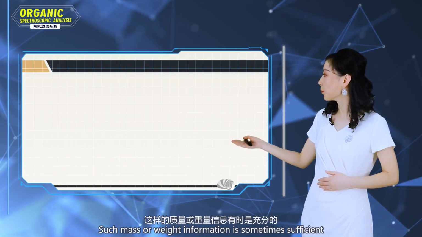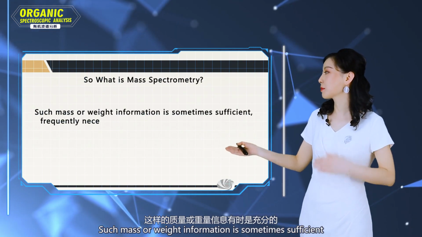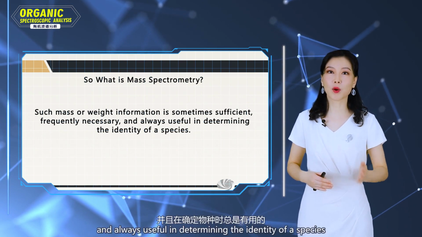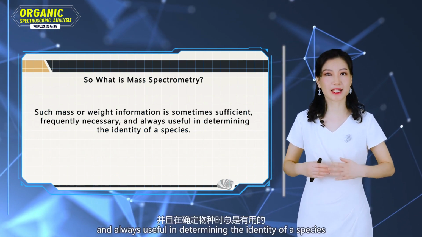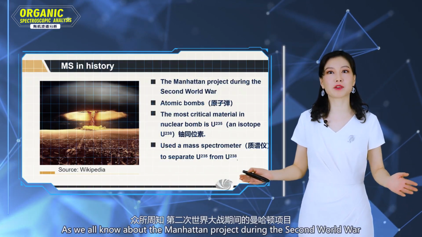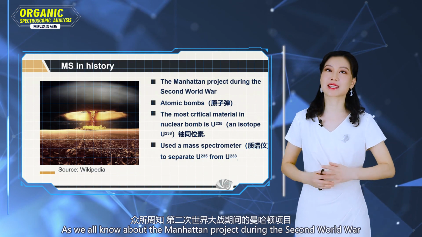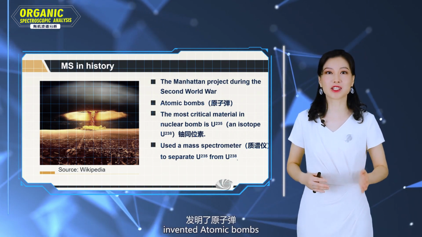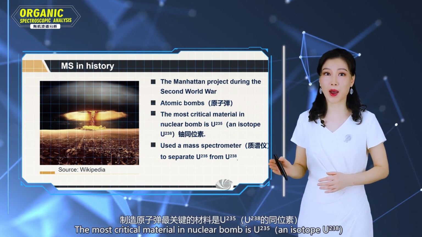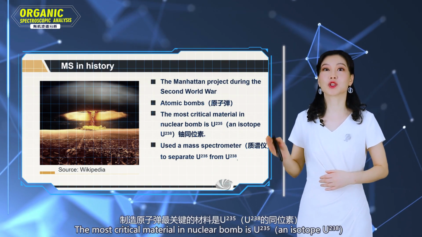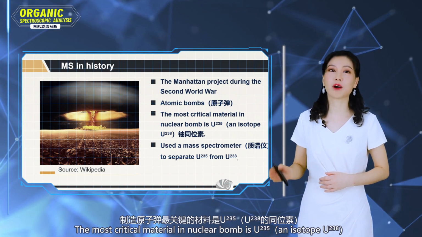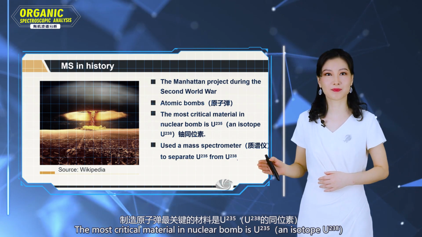Such mass weight information is sometimes sufficient, frequently necessary, and always useful in determining the identity of a species. As we all know about the Manhattan Project during the Second World War, which invented atomic bombs, the most critical material in a nuclear bomb is uranium-235, an isotope of uranium-238.